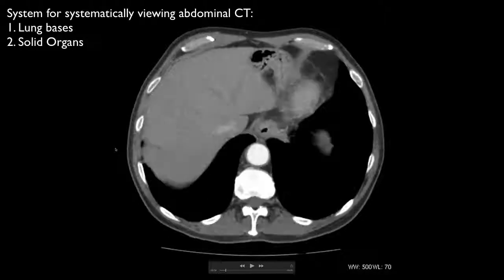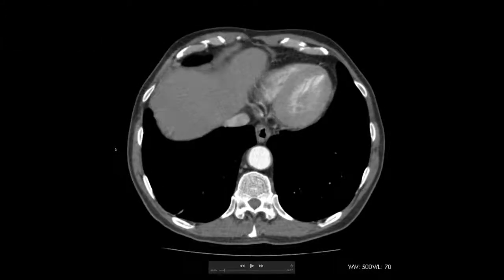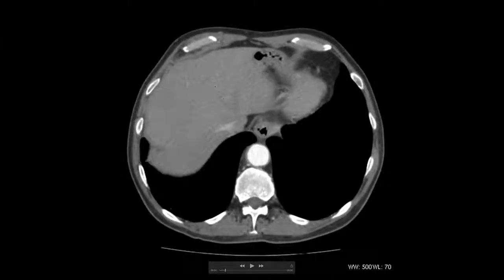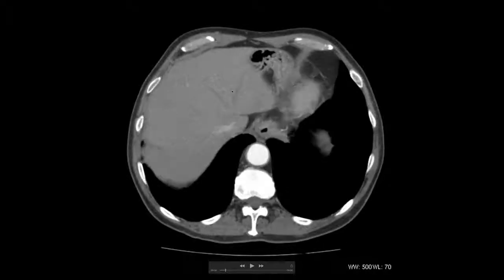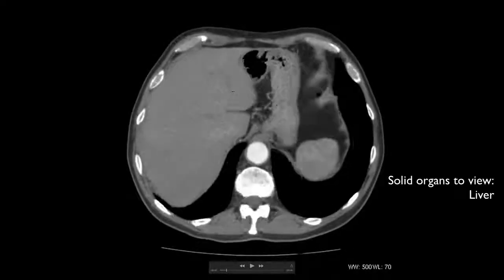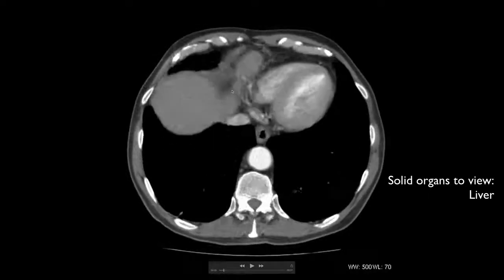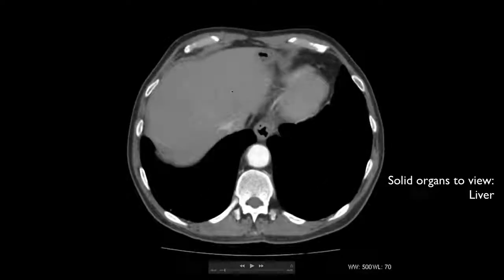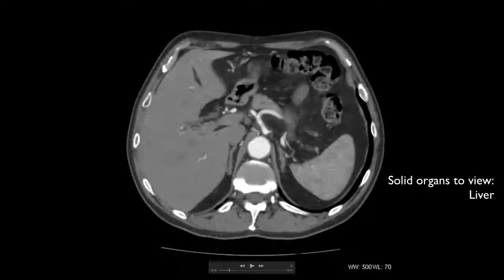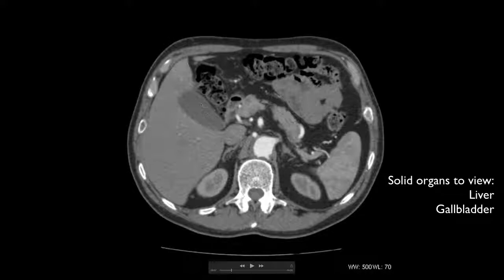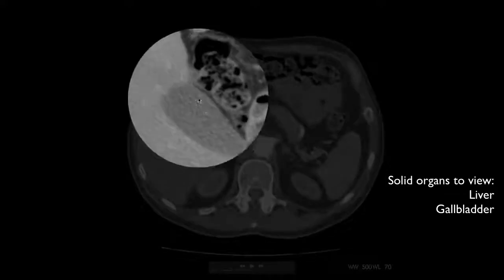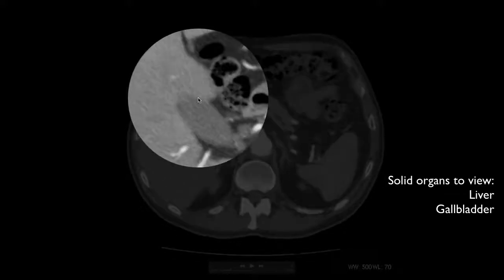I find the coronal images are particularly good for looking at the liver, especially if you've got a little lesion tucked up under the diaphragm, because it can be quite difficult to see on the axial images, whereas it might be very apparent on the coronals. Once you've looked through the liver, I then look at the gallbladder, which is this slightly lower attenuation, slightly darker area here. It's got fluid and bile in it.